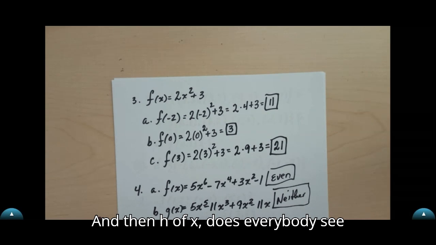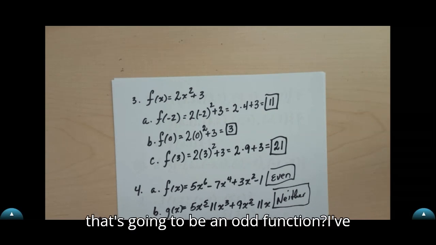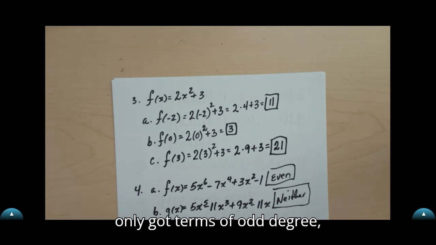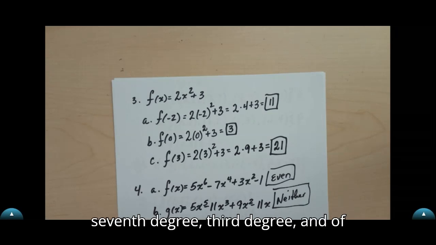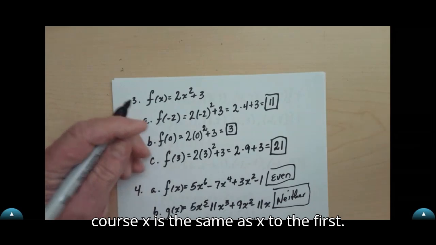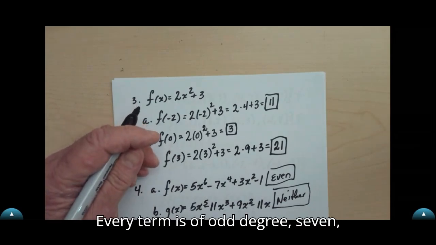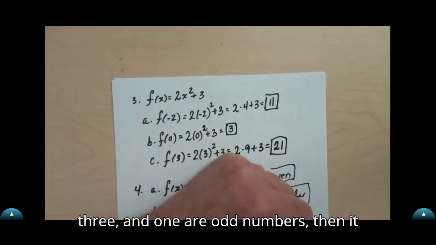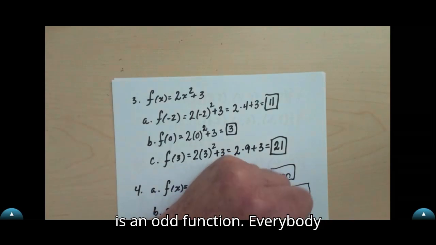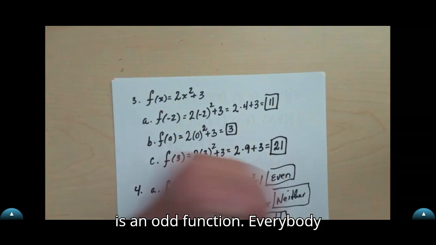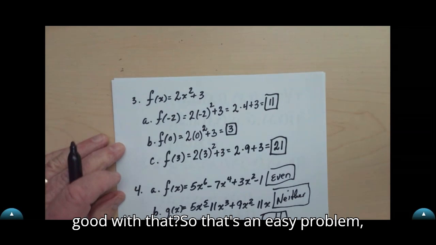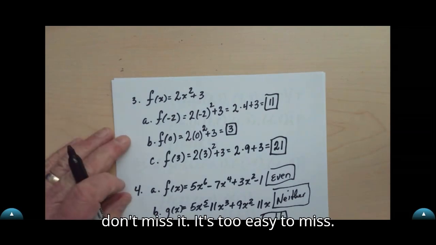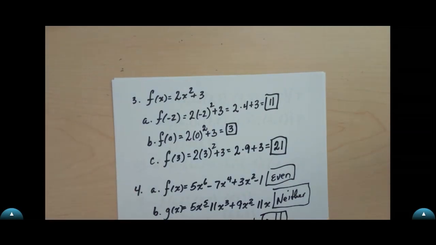And then h of x, does everybody see that's going to be an odd function? I've only got terms of odd degree, 7th degree, 3rd degree, and of course x is the same as x to the 1st. Every term is of odd degree, 7, 3, and 1 are odd numbers, then it is an odd function. Everybody good with that? So that's an easy problem. Don't miss it. It's too easy to miss.